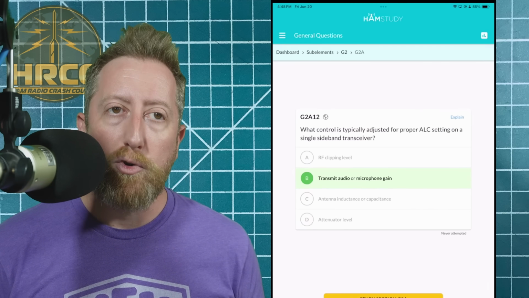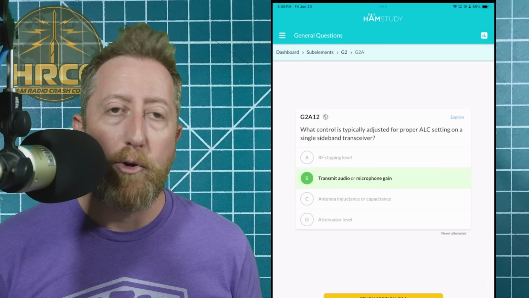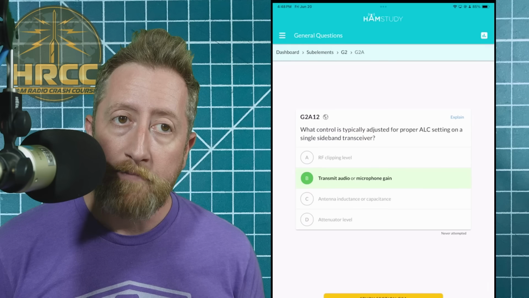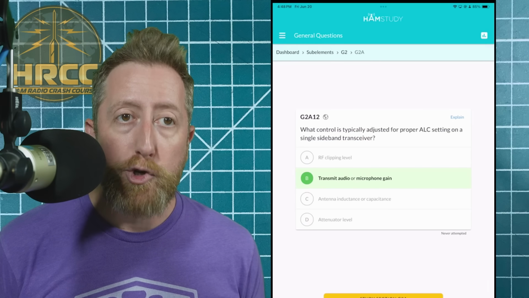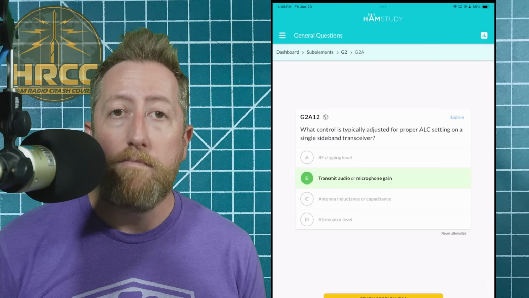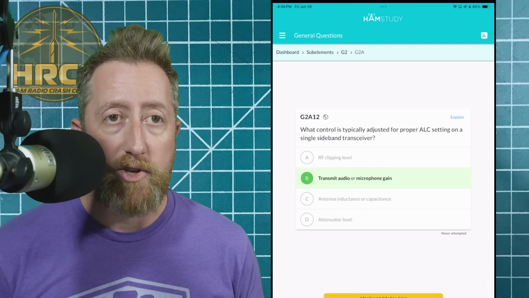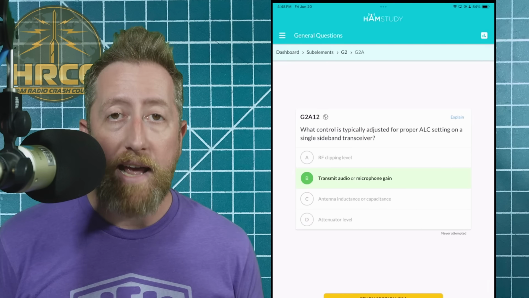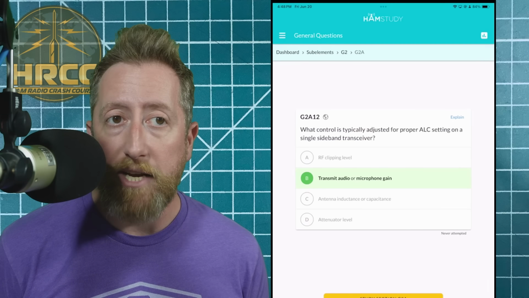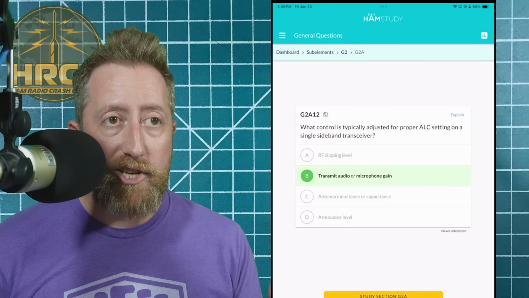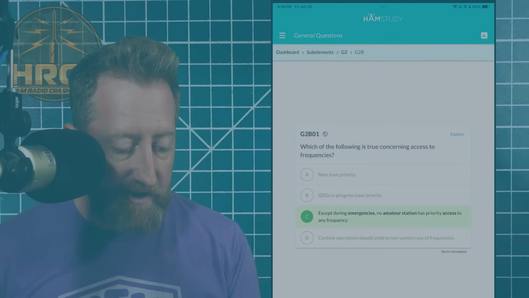Number 12, what control is typically adjusted for proper ALC setting on a single sideband transceiver? And that is B, the transmit audio or the microphone gain, something you should all get familiar with when you get your first HF radio. Very important, the ALC setting and watching that meter. All right, we have already gone through our first section, A section in subelement 2.